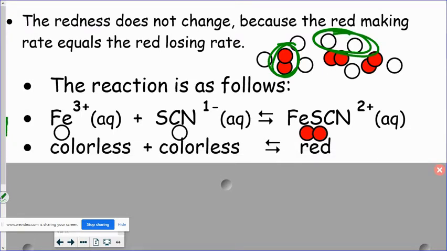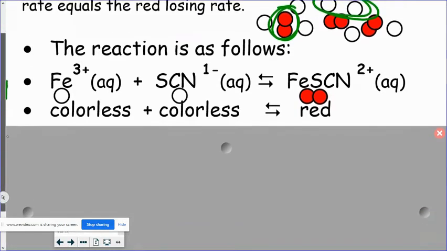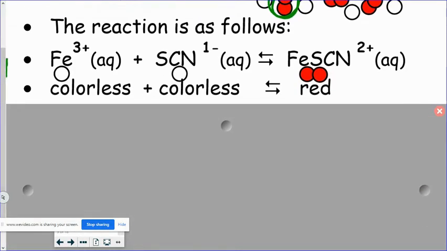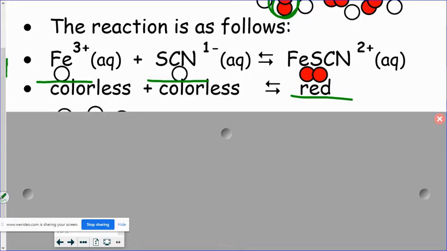We have some iron, some Fe3+, and it's colorless. We got some SCN, and it's colorless. But when they come together, they make iron 3-thiocyanate, which is red in color. So this is an actual chemical reaction that we could be doing.